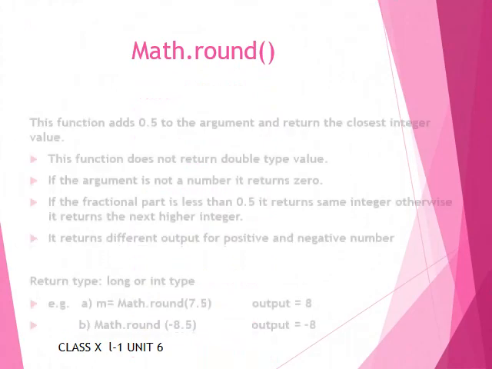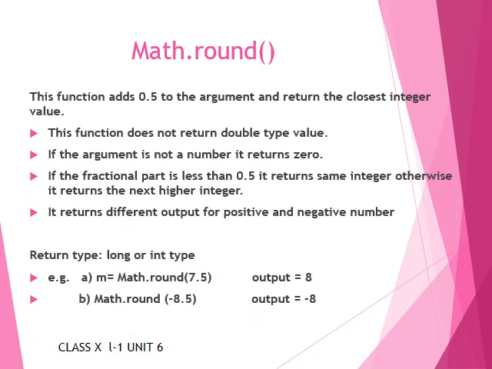Math.round. This function adds 0.5 to the argument and returns the closest integer value. This function doesn't return double data type. If the argument is not a number, it returns 0. If the fractional part is less than 0.5, it returns the same integer, otherwise it returns the next higher integer. It returns different output for positive and negative number. Return type is long or int type, and examples are given here.